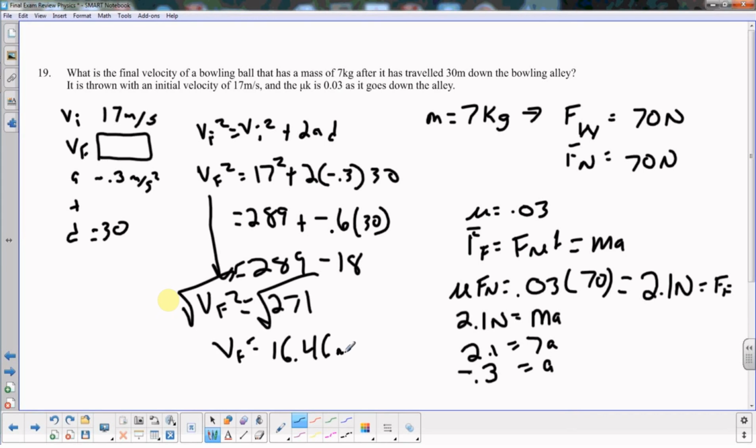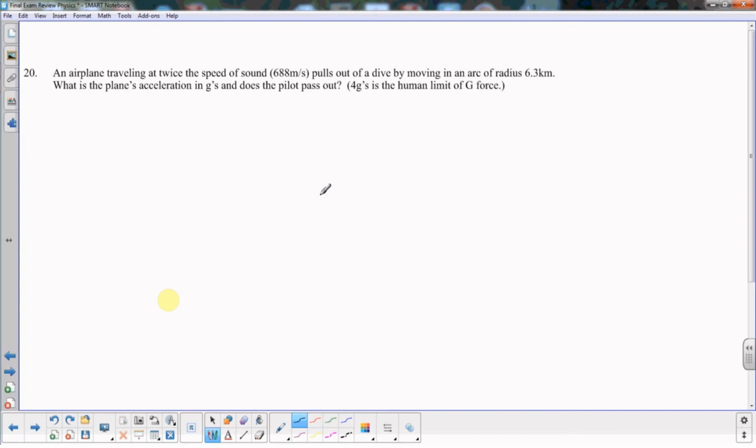This is the beauty of physics. If you know a little bit about a bowling ball, you can figure out how fast it's going to be going when it hits the pins. All right. Hope you understand this whole forces thing. That's kind of a chunk of the final exam.